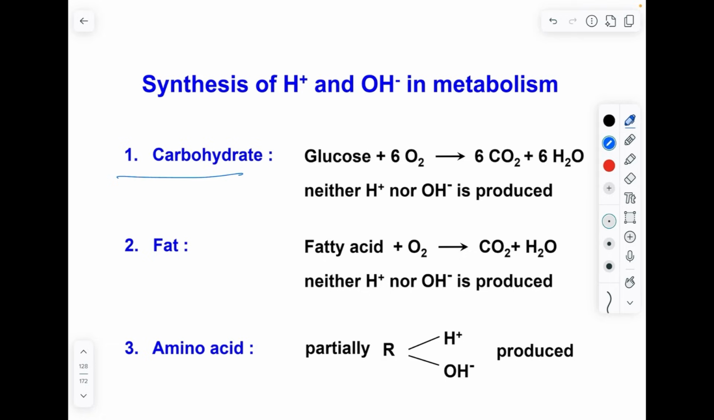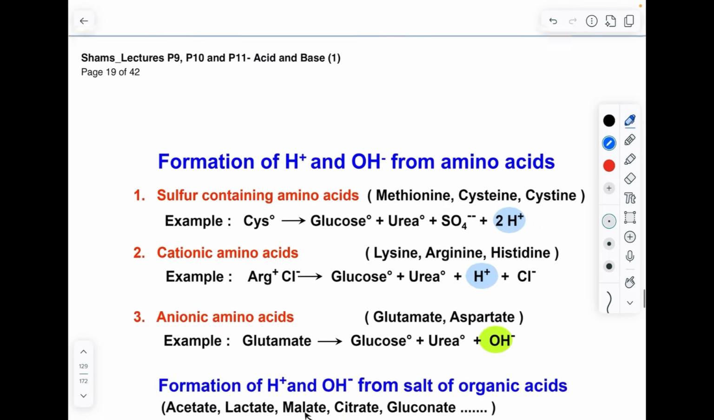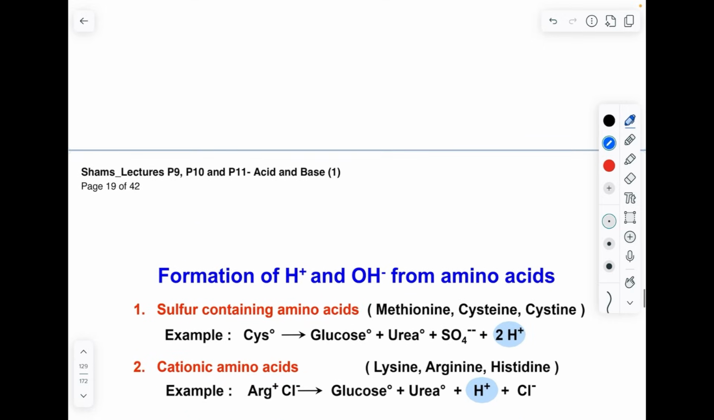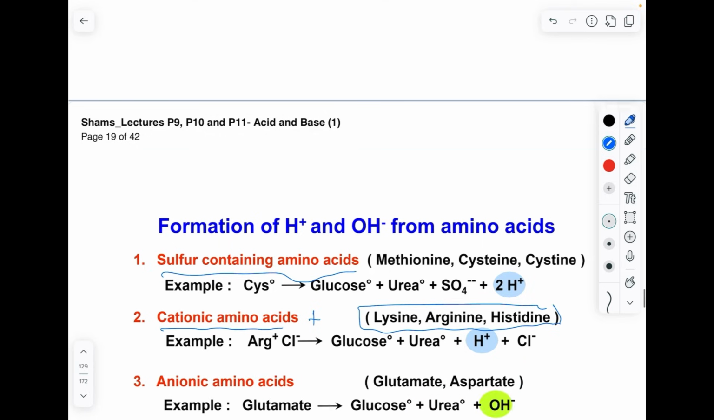Here you can see that during metabolism, when you metabolize carbohydrate or fat, you do not produce either H or OH. But amino acids produce H or OH. Why? Because of the functional groups, the R groups of them. Okay, so who produces H plus? Sulfur-containing amino acids and cationic amino acids. Cationic means positive. And positive in amino acids, I know it might sound confusing, is the basic amino acids that you guys know from MOL, okay? I know you think basic should be negative or whatever. Amino acids work different, okay?